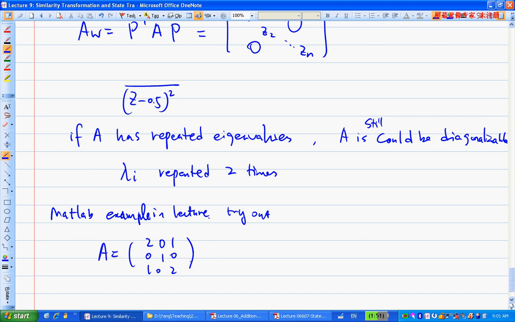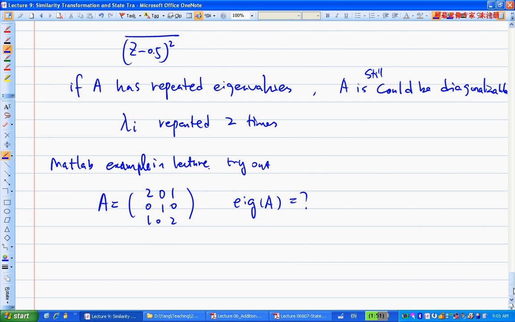So here's a matrix. I want you to use MATLAB to calculate the eigenvalues of A. Let's see what it gives you. Or you can also use hand calculation to obtain the eigenvalues of A. And then try to obtain the eigenvectors.